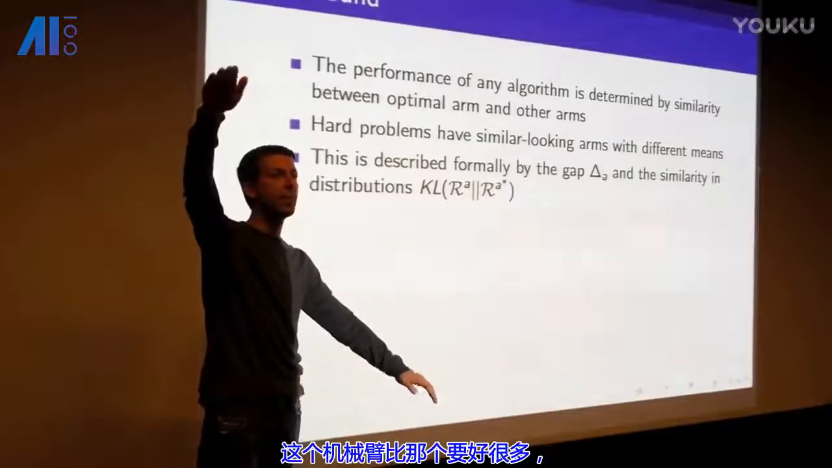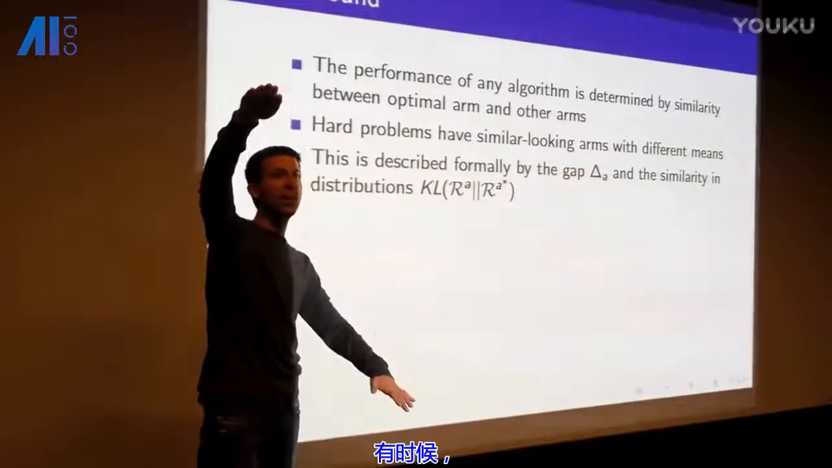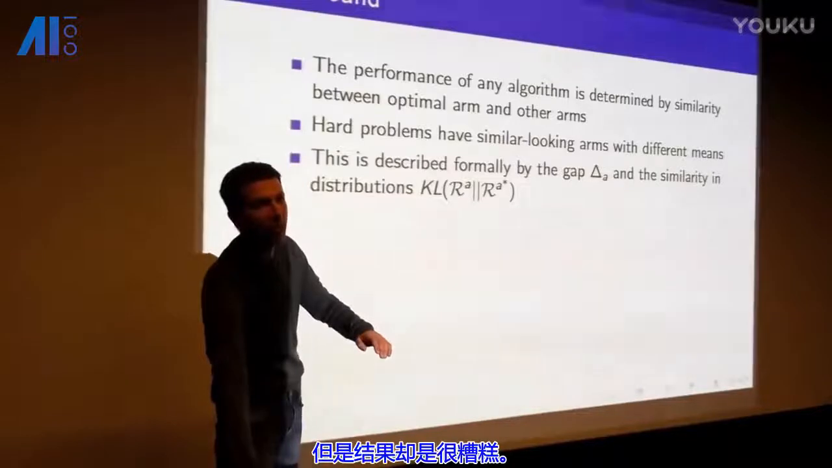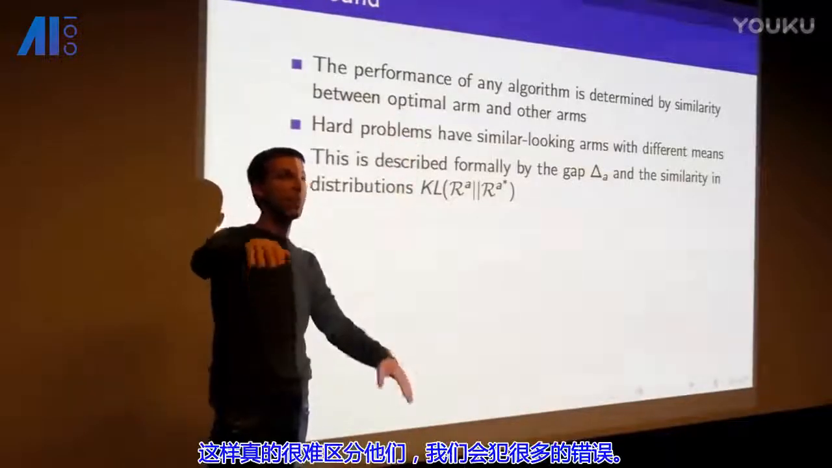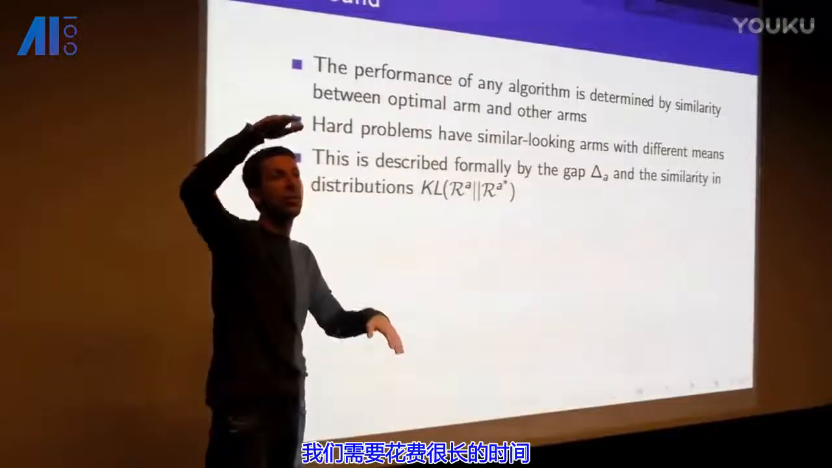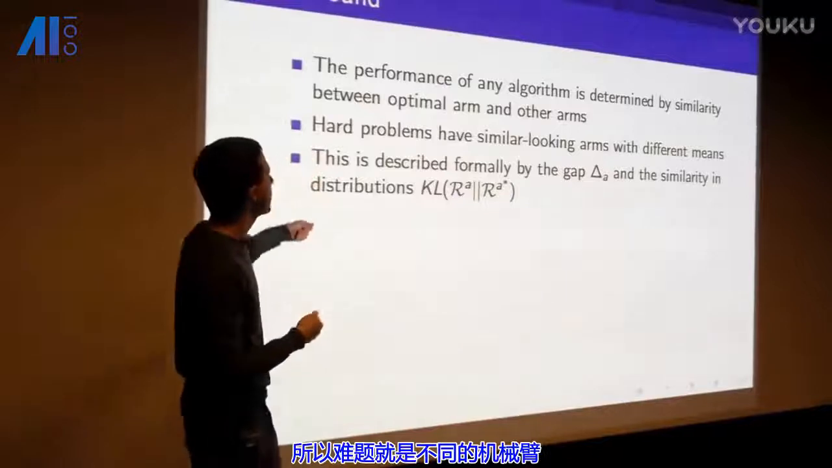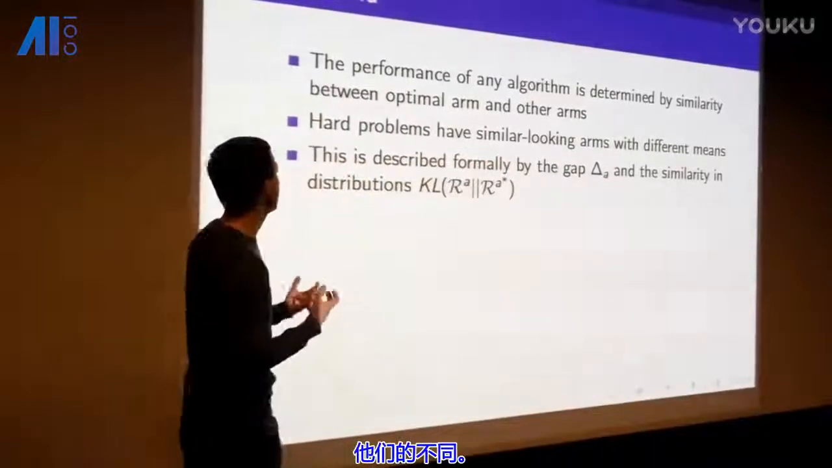A hard problem is something where you've still got one arm that's much better than the other, but there's a lot of noise on these things. Sometimes you take this one and it ends up looking really terrible, sometimes you take this one and it ends up looking really good, so it's really hard to disambiguate them and you're making a lot of mistakes, and it takes you a really long time to figure out that this arm is actually much better than this one. So the hardest problems have basically similar looking arms with different means. It's hard to tell the difference between them.